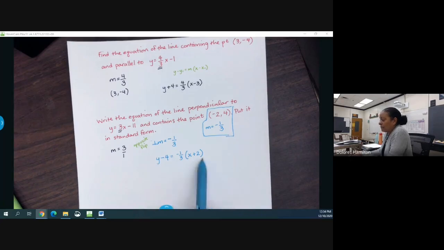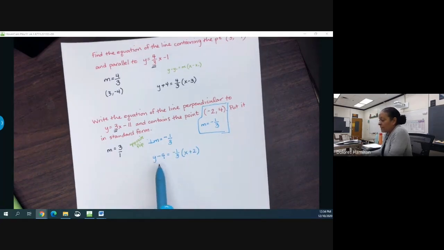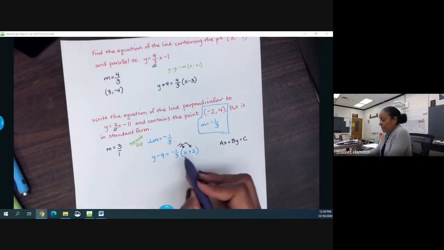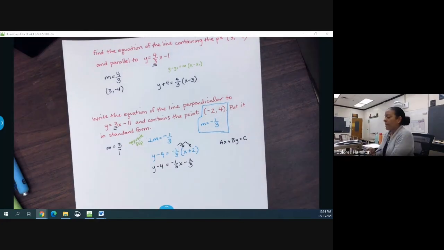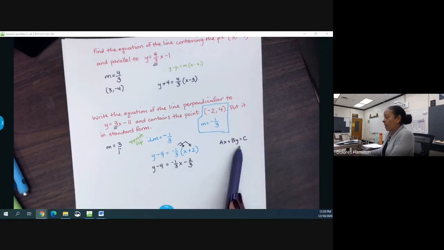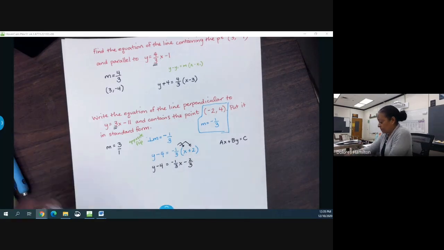Now I just have to transform this into my standard form equation. Remembering that that form is ax plus by equals c, where my a is a whole number and b and c are integers. Here we go. So we'll distribute the negative 1/3 so we can separate this multiplication. And you'll notice that we have this. So now, standard form means I want my x and y on one side and I want the constants on the other side. So let's do some shifting.